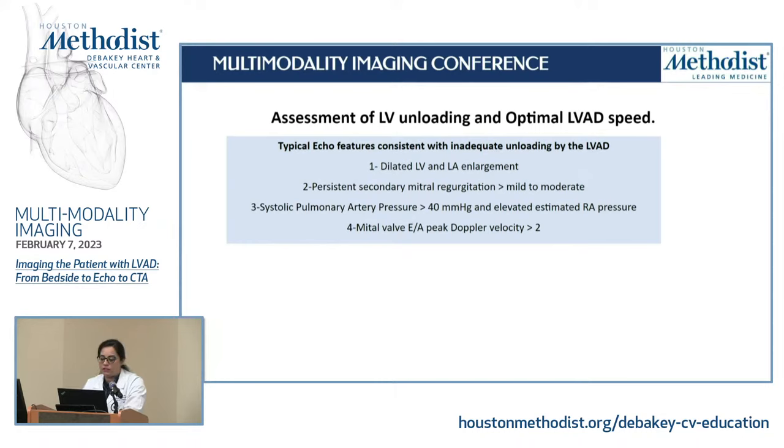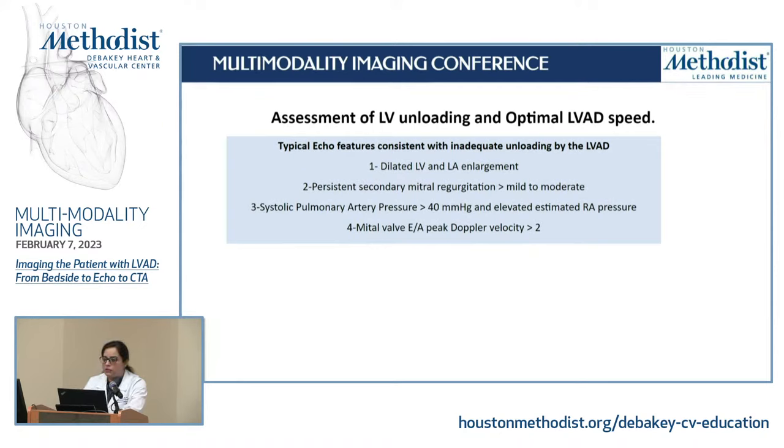Typical features consistent with inadequate unloading by an LVAD are a dilated left ventricle and left atrial enlargement, but it's very important to know who your patient was from the get-go, the baseline. If somebody's LV is like 10 centimeters, for them, if they achieve 5 centimeters, that's really impressive. But we cannot just give an absolute value and say, oh, the LV looks dilated, so they're not effectively unloaded. You have to compare to what their baseline was.